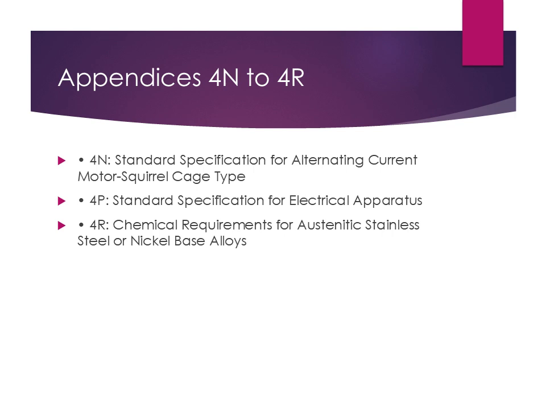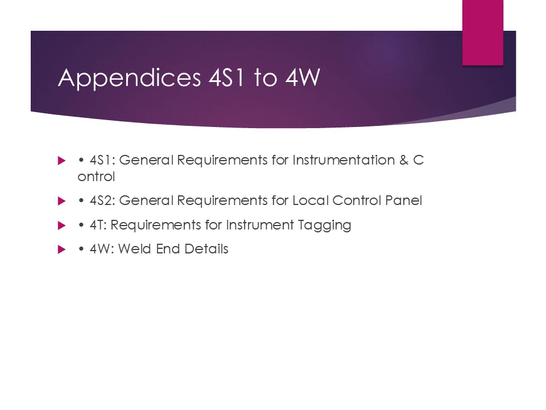Appendix 4R details the chemical requirements for materials used in contact with austenitic stainless steel or nickel-based alloys. It specifies the chemical standards to prevent material degradation. Finally, we have 4 appendices.